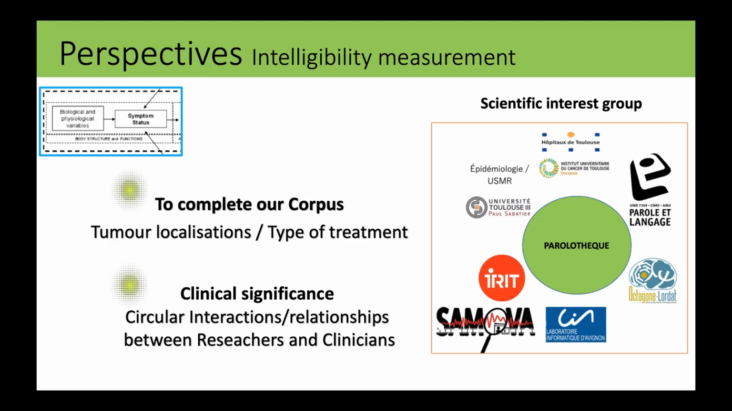Moreover, we need to work on the clinical significance of the measures, and for that, Julien Mauclair suggested to me that we need a more circular interaction and relationship between researcher and clinician, because she said that researchers can find some outcomes that clinicians do not understand, but maybe it will be interesting to study these outcomes to increase our knowledge as clinicians and researchers.